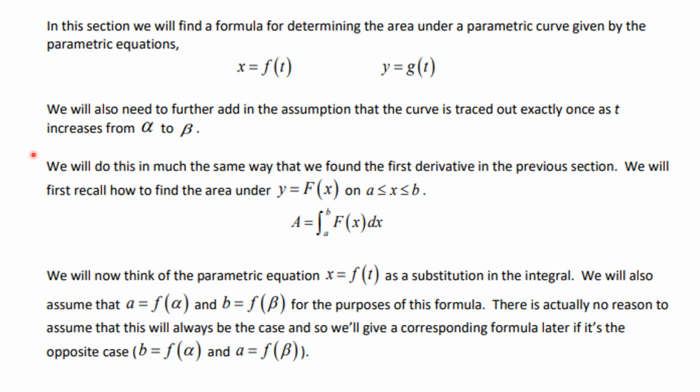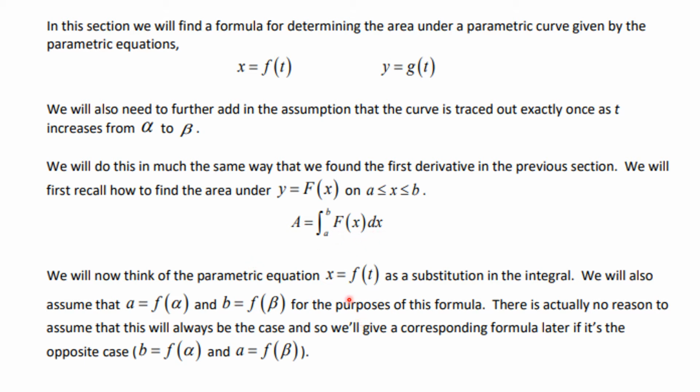Now we will do this in much the same way that we found the first derivative in a previous section. We first recall how to find the area under a curve with x and y. So, as an example, we will say that y is equal to capital F of x on the interval, and this x runs from a to b. And in that case, the area could be found to be simply the definite integral from a to b of capital F of x dx.